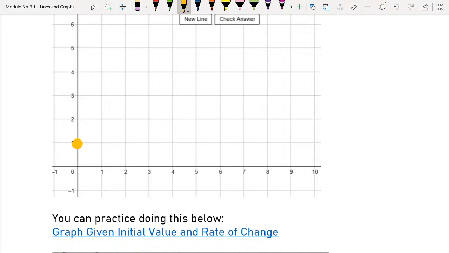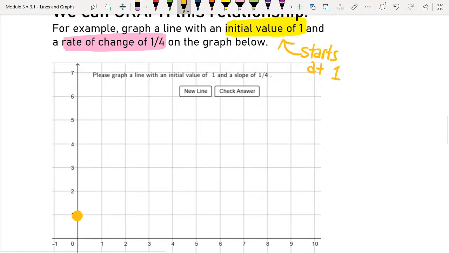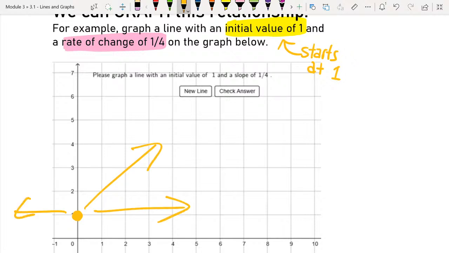I do that. So once we've got that on there, we're halfway there. Now the next thing is, where do we go from here? I could go up, I could go sideways, I could go back. How do I know? Well, we know that the rate of change is 1/4. Now, first things first, is that a positive number or a negative number? 1 over 4.